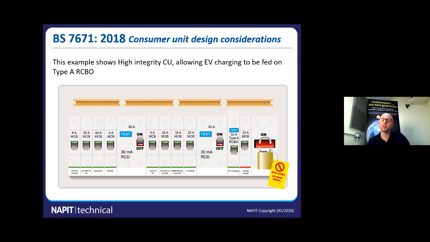Now if there was a spare way on one of those existing sides of the boards, you could not feed it from there because of the issues we've just talked about. So in this case, you're going to use the high integrity side of the board and put it on an RCBO, and that's how you can get compliance with that kind of situation if you're lucky enough to have a high integrity board at the front end.